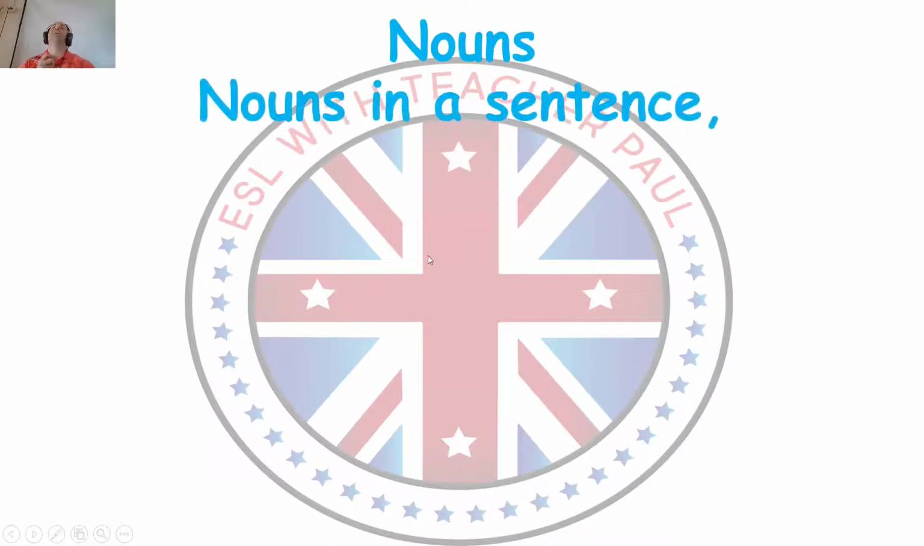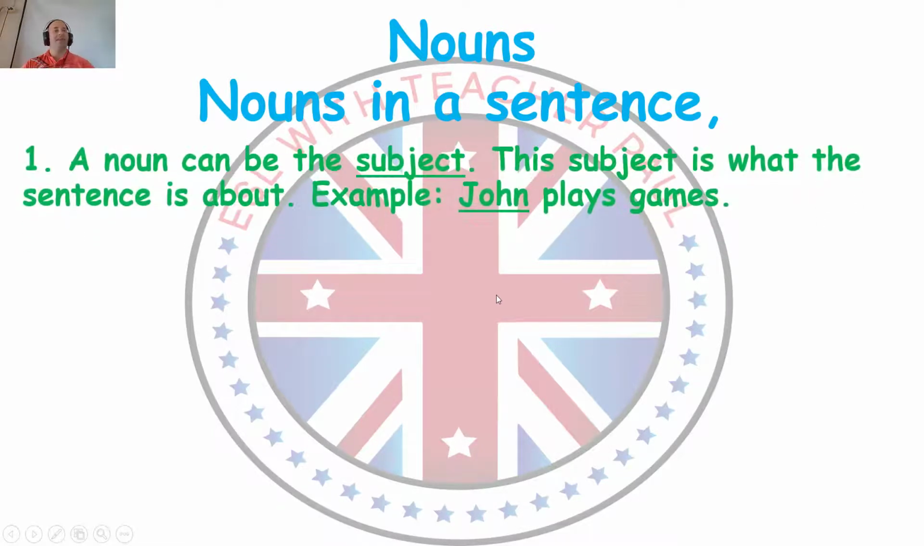And we also want to look at how we use nouns in a sentence because they have a few different forms that we need to be aware of. So, how nouns can be used in a sentence. We said that a noun can be the subject. The subject is what the sentence is about. Example: John plays games. Peter runs home. In this sentence, the subject tells us what it's about.